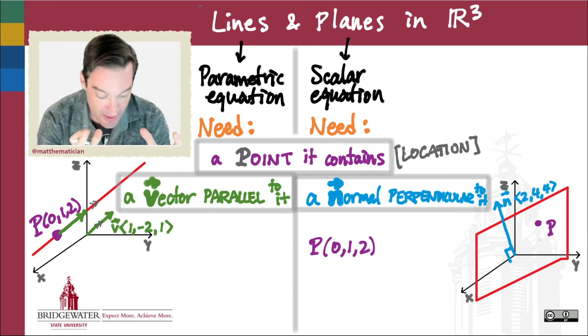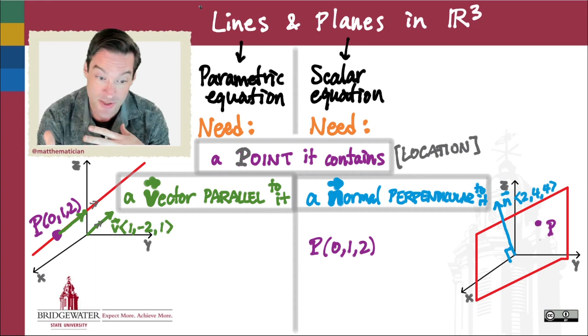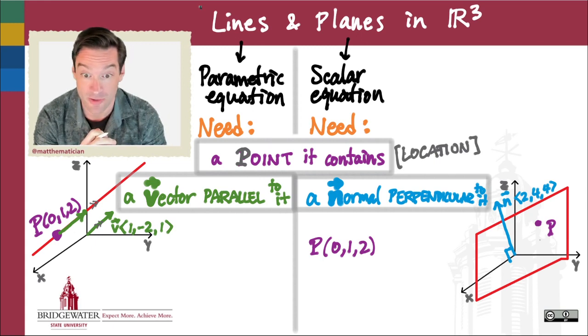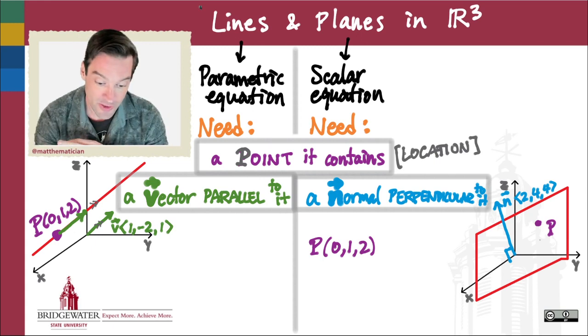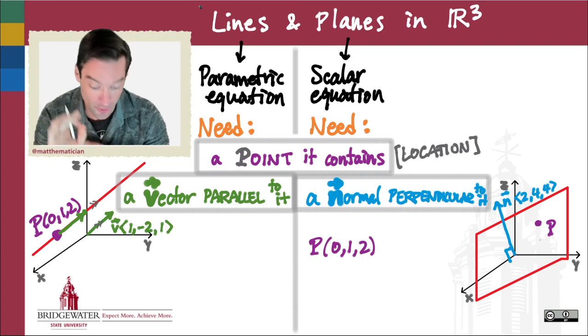So let's try and figure out, just from the data that we have here, how we might come up with an equation for a line which contains a given point and which is parallel to our given direction. And then also figure out how to use what we learned today about vector geometry to find an equation for a plane which contains a given point and is perpendicular to a given normal direction.